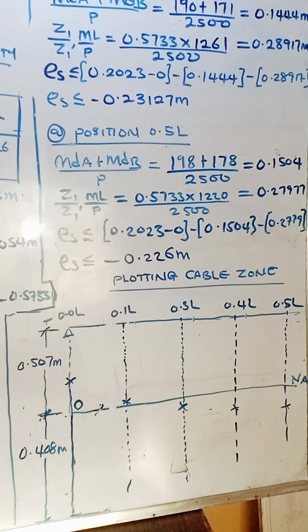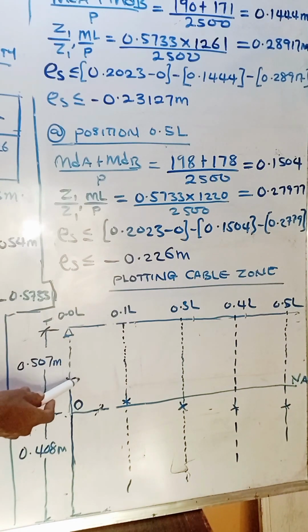Now, I haven't gotten this. The next we're going to do is to plot out the points which we have obtained from our equations. We've seen that. So at 0.00 L, we have the eccentricity, the upper limit of eccentricity, to be here.